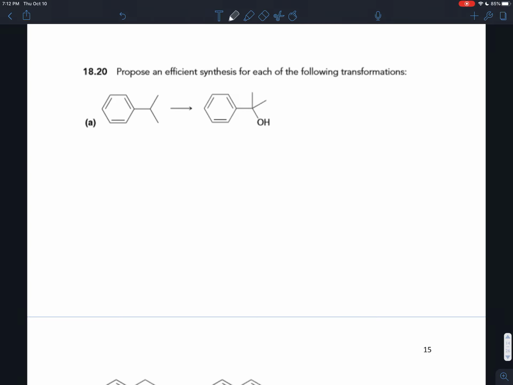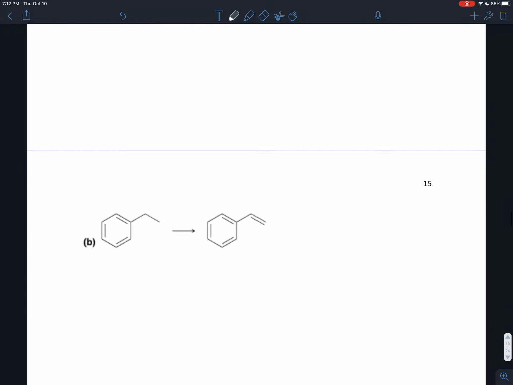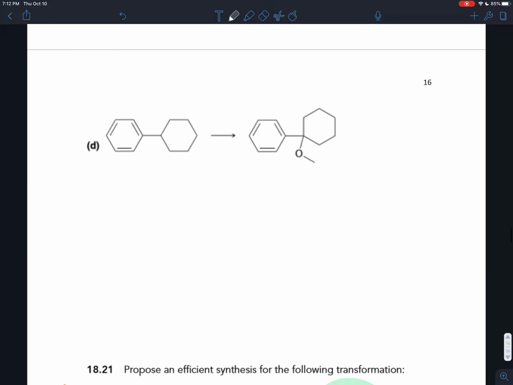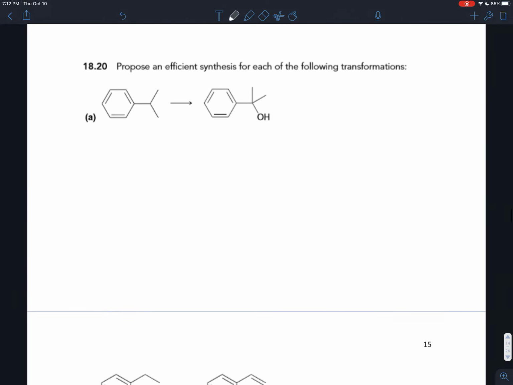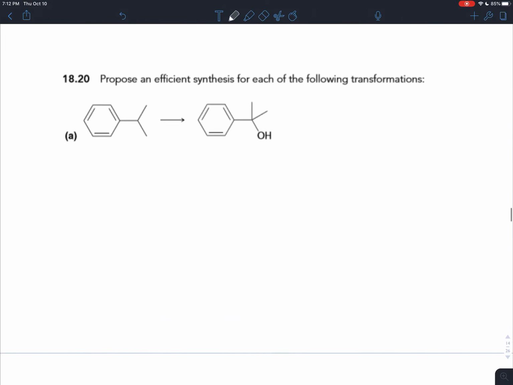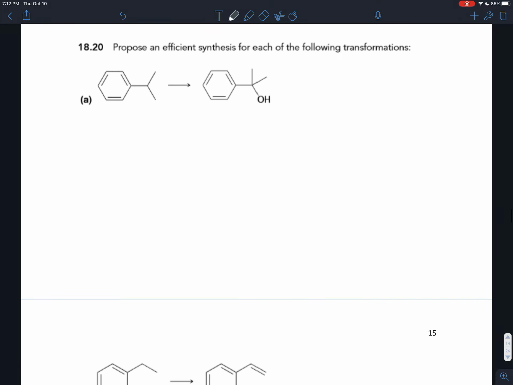The theme in exercise 1820 is the power of halogens. In all of these, A, B, C, D, and all of these for 1820, you're doing reactions, you're changing things, and in each case, you're able to make the change because of adding a halogen onto the molecule by doing radical halogenation with N-bromosuccinimide.